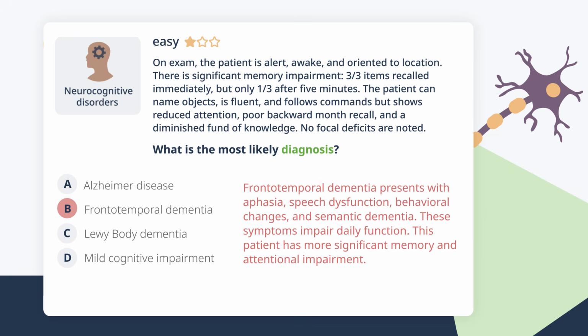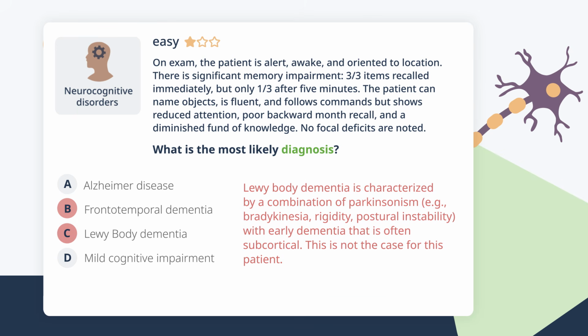Well, this is not the typical presentation of frontotemporal dementia. Frontotemporal dementia affects primarily the frontal lobes, the temporal lobes, and behavior function. We see symptoms of speech dysfunction, aphasia, semantic dementia, and behavioral changes, which are not prominent in this case. This is not the typical description of Lewy body dementia. Patients with Lewy body dementia present with cognitive dysfunction, often subcortical dysfunction, as well as early Parkinsonism, which we don't have on exam or by report for this patient.